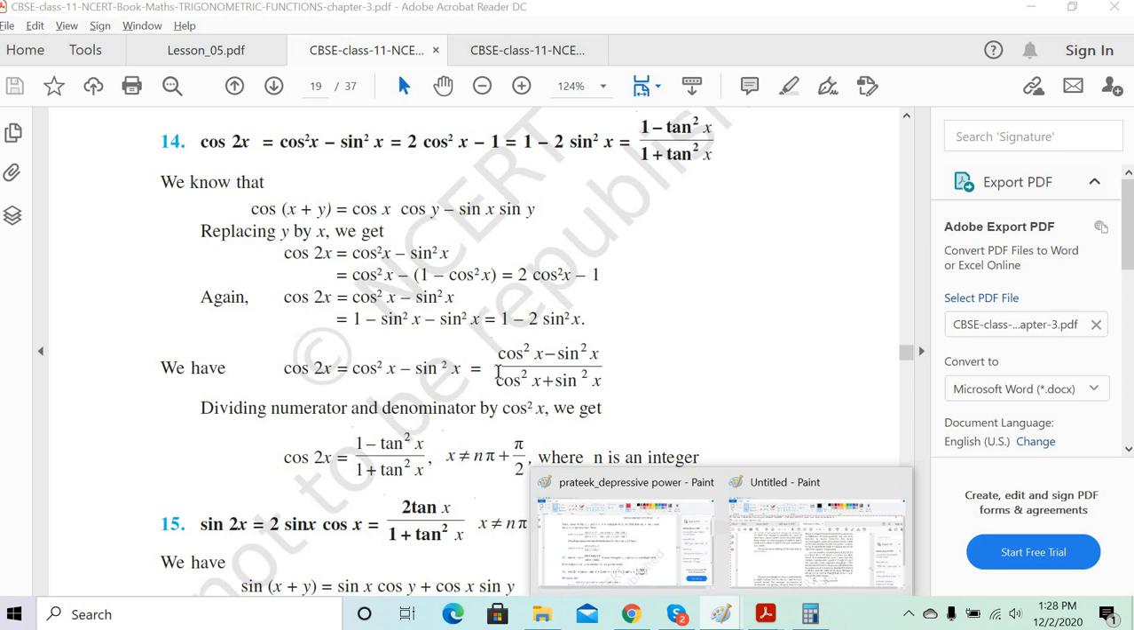Wrong. How are you doing? Cos 2x should be equal to... So sin square x, what did you change? I got cos square x minus sin square x. Correct. Then I wrote it as cos square x minus bracket cos square x minus 1. Oh no, sin square x is 1 minus cos square x, not cos square x minus 1. Okay, sir.